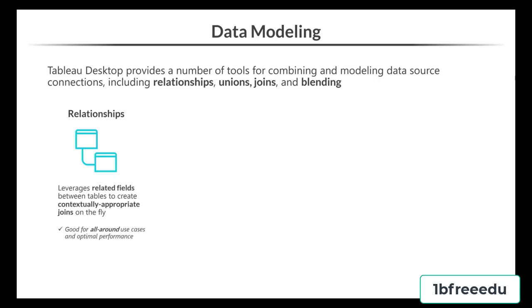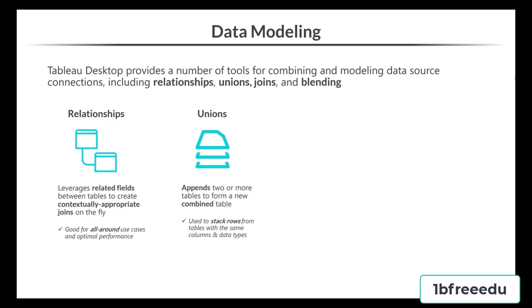Relationships leverage related fields between tables to create contextually appropriate joins on the fly. This is the default data modeling option inside Tableau and provides a good fit for both optimal performance while reducing the risk of misaggregation, duplication, and incorrect values. Performance-wise, relationships are advantageous because they only activate the part of the model in use at sheet level. This greatly reduces the number of records and complexity of queries needed to answer business questions.